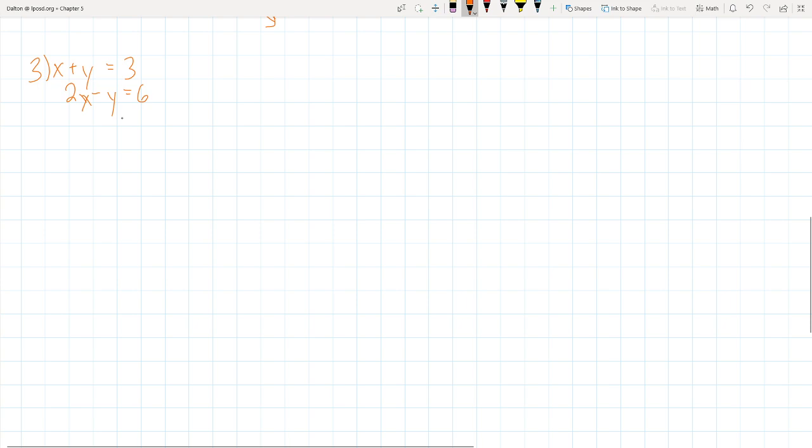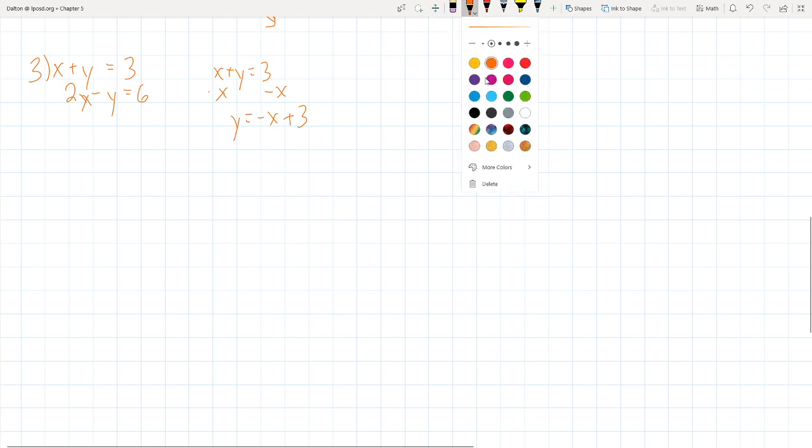Now, before we do this, what we need to do is we need to switch this so that it's in slope-intercept form. And so I'm going to do the top one first, where I have this x plus y equals 3. I'm going to subtract an x from both sides, because I need to get rid of the x on this left side. I want y by itself. So I get y equals -x plus 3. Alternatively, you could write this as 3 minus x. That's totally fine as well.